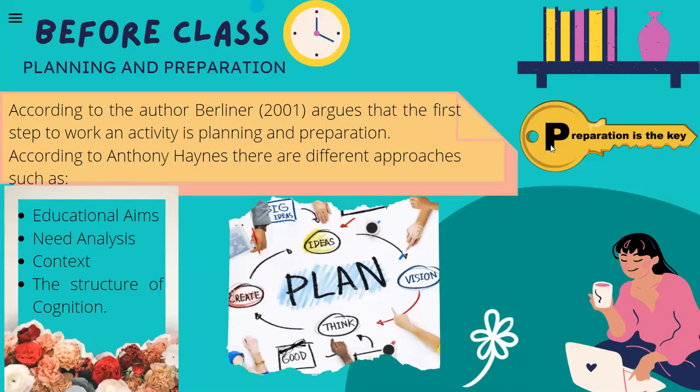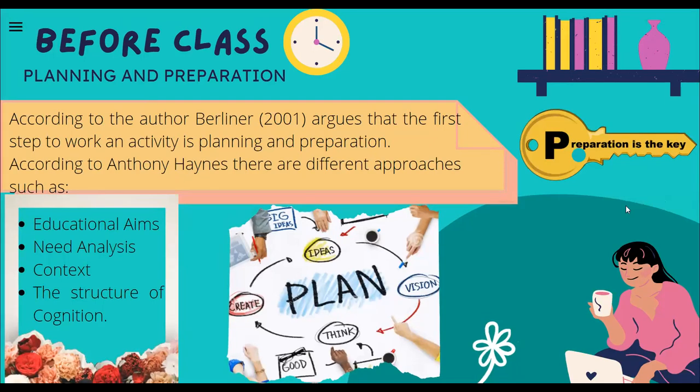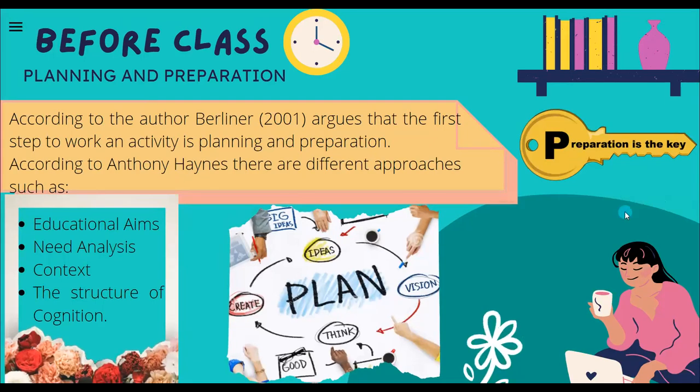Okay, we have here before class. According to the author Berliner, the first step to work in an activity is planning and preparation. The teaching first focuses on that when a teacher is preparing a lesson, he or she has to think about the assessment. For example, asking this question: what are the assessment requirements for this course? And this is called backward design.